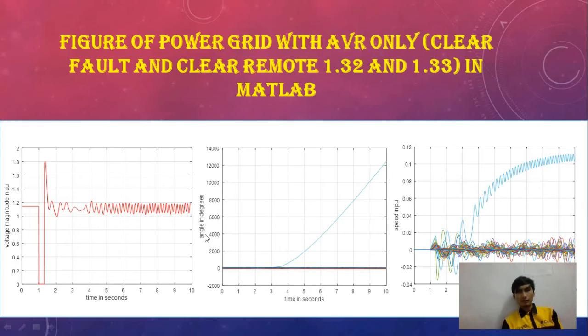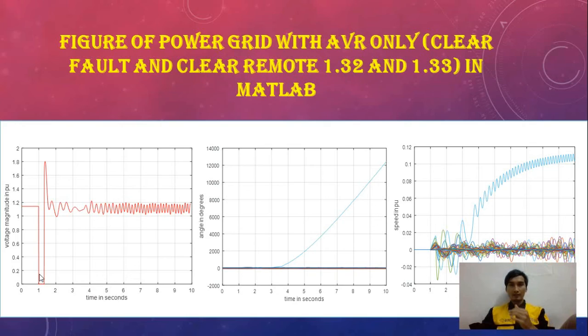And Figure 2 shows angles in degrees versus time in seconds. The angles of the generators increase after 3.5 seconds to about 13,000 degrees, and Figure 3 shows the speed in PU versus time in seconds. So we can see only one generator operates at higher speed, and the other generators are capable of maintaining and clearing the fault.